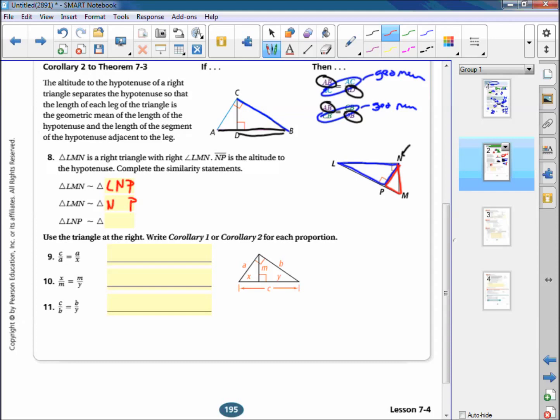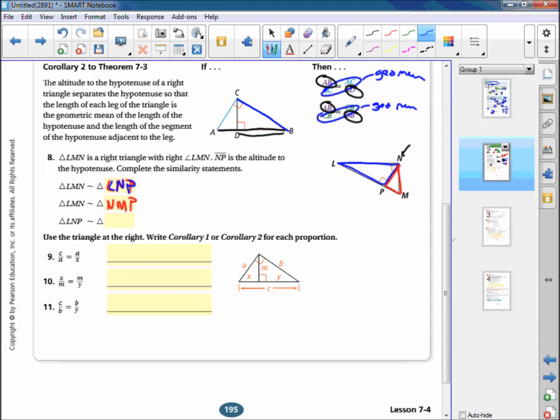And in the red triangle, that would be M. Okay? So we have L and P for the blue one. And I should probably put that in blue. And for the red one over here, we have NMP. Okay? And those match up with the big triangle, which was L and M.